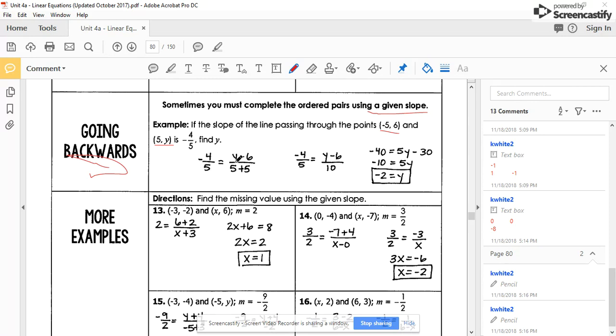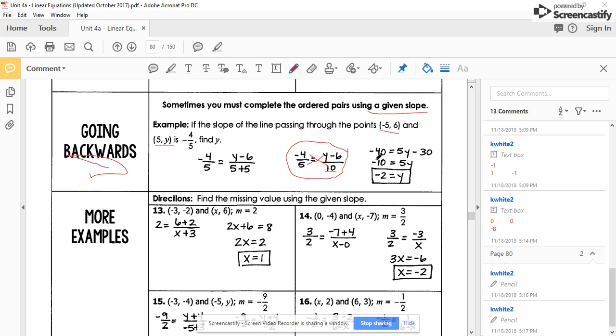Then we're going to do y2 minus y1. y2 is y, we don't know it, minus y1 is 6. And then on the bottom, we have x2, which is 5 minus a -5, so that's really +5. We can simplify 5 plus 5 and get 10. So now we're at this part, and this is actually a proportion because it's 2 fractions that are equal to each other. So we can cross multiply.